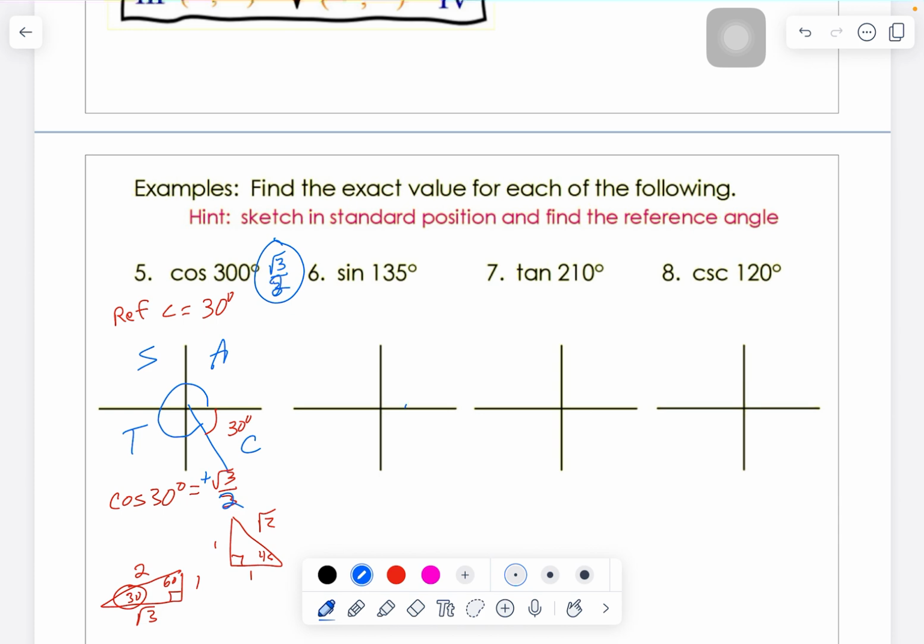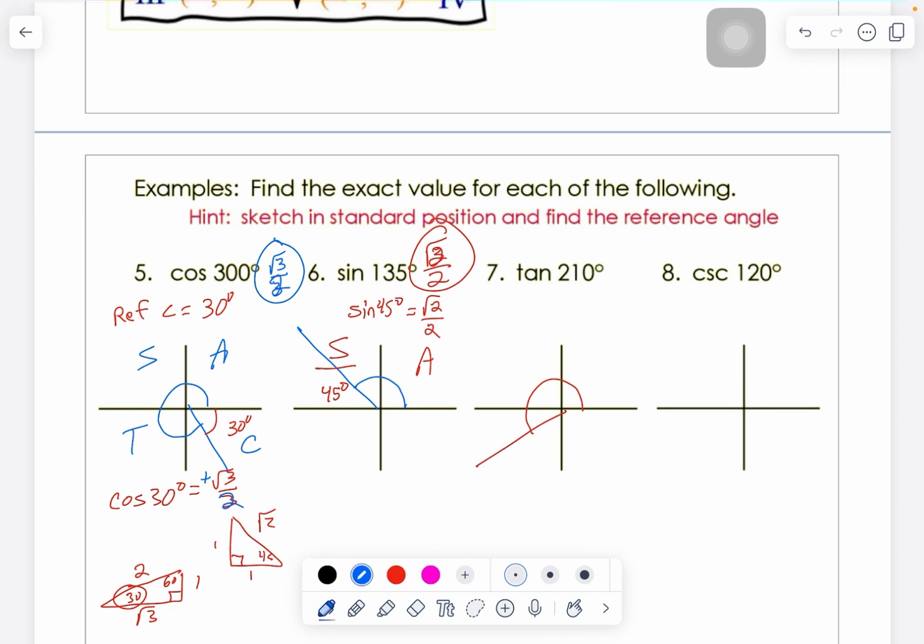Okay, 135. Pull the reference angle. Here's 135 as a graph. The reference angle is right there. It's 45 degrees. So I'll do the sine of 45 degrees, which is the square root of 2 over 2. Okay, All Students, sine's positive, so it stays the square root of 2 over 2, and it stays positive because it's in the second quadrant.